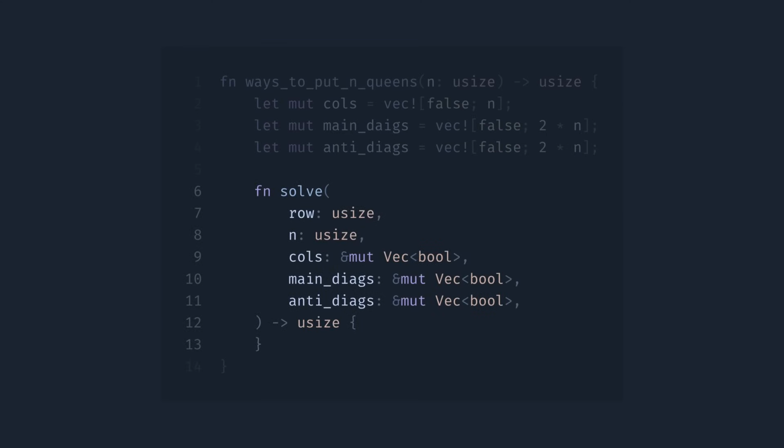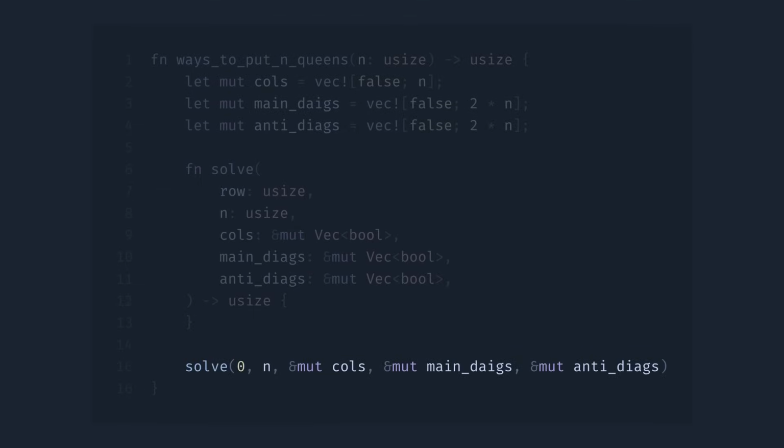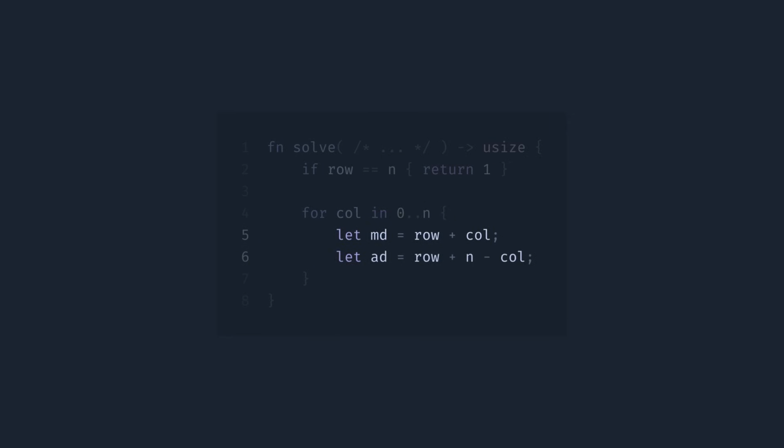This time, as we don't want to have a closure here, we have to pass all needed context as arguments to our state as mutable references. And we will call our function as in Python version, starting with row 0. And inside the solve function, we again have the base case, then loop over columns. And inside the loop, first we have to calculate our list indexes for the diagonals.